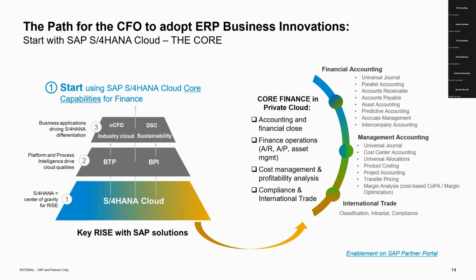Then we have other things like management accounting, which includes the universal journal, cost center accounting, universal allocation, product costing, project accounting, transfer pricing, marginal analysis, and all that. Now, let me just leave this. All these things I mentioned usually cover the basic to very, very advanced topics in these areas of finance.